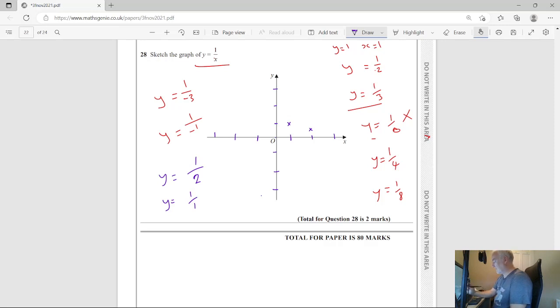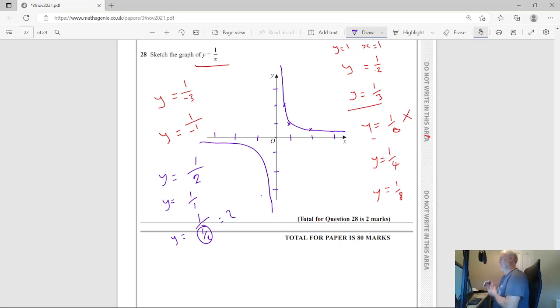What about when x equals a half? 1 divided by a half. Well, how many halves can we get out of 1? It's going to equal 2. y is going to equal 2. So that point there. So straight away, we've got 3 different points that we've plotted, and you've got your graph. And then you've got your graph this side. So anything like that will get you the points for sketch the graph of y equals 1 over x.